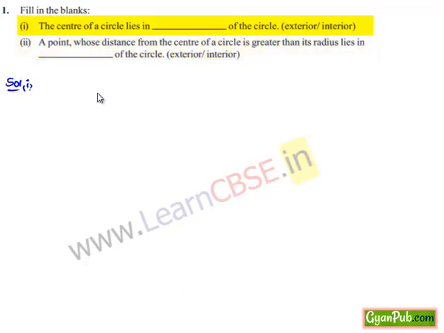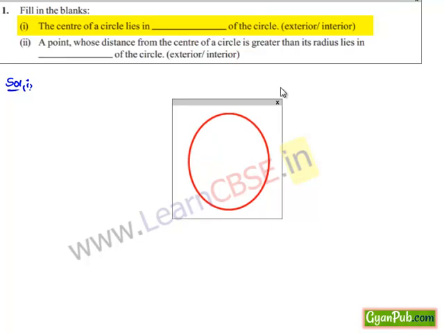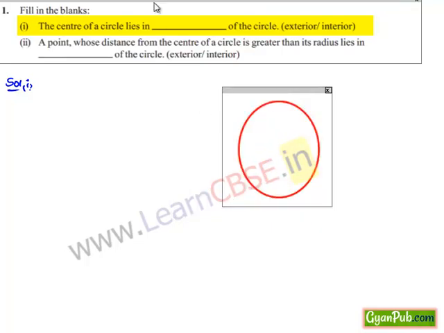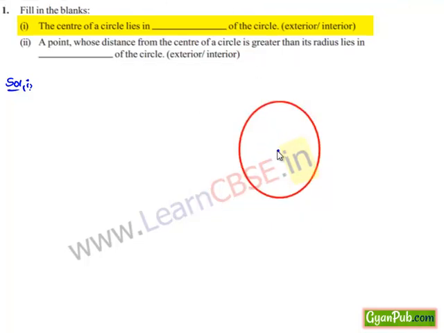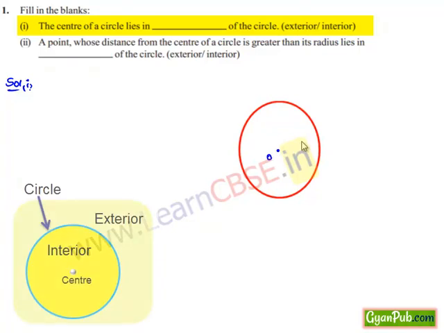We know that a circle is a collection of all points in a plane which are at a fixed distance from a fixed point in the plane. Therefore, let us consider the figure of the circle that is shown. Here, the fixed point is known as the center and the fixed distance is known as the radius. Therefore, the center of the circle always lies in the interior of the circle.